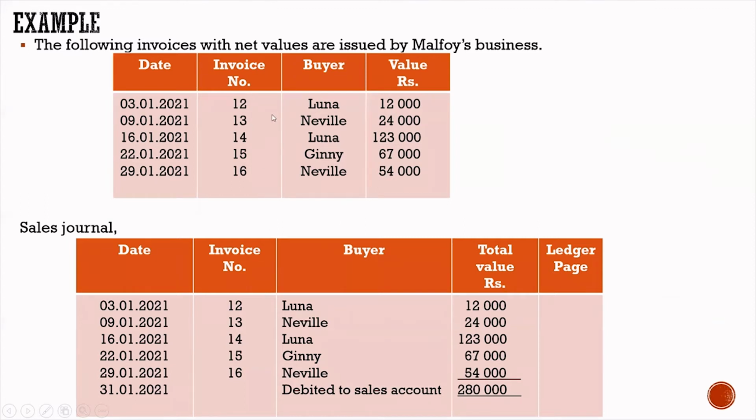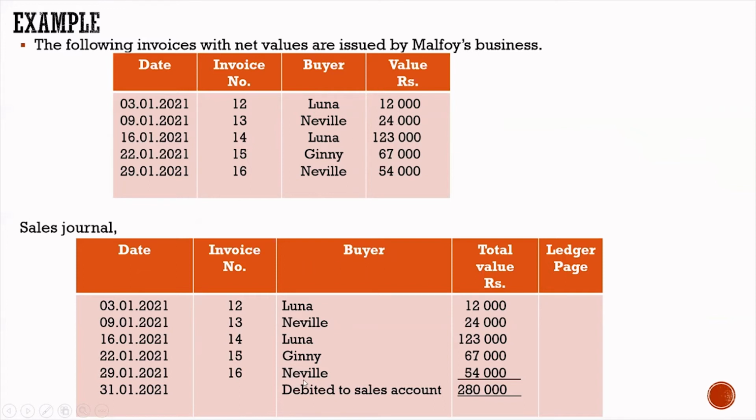So since the invoice dates are different, we don't try to put a total at the sales journal. You have to remember that. At invoice 12, Luna has 12,000. On invoice 14, Luna has 123,000.